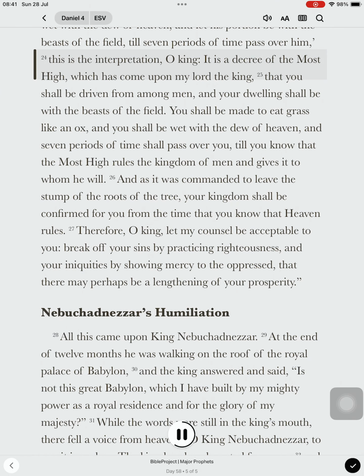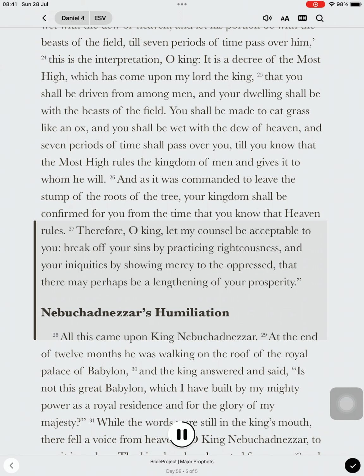It is a decree of the Most High, which has come upon my lord the king, that you shall be driven from among men, and your dwelling shall be with the beasts of the field. You shall be made to eat grass like an ox, and you shall be wet with the dew of heaven, and 7 periods of time shall pass over you, till you know that the Most High rules the kingdom of men, and gives it to whom he will. And as it was commanded to leave the stump of the roots of the tree, your kingdom shall be confirmed for you from the time that you know that heaven rules.